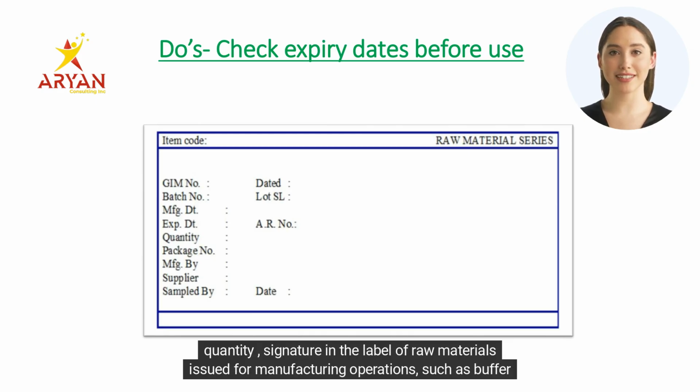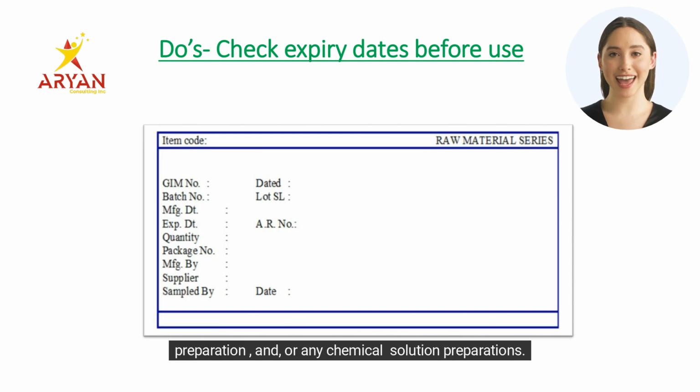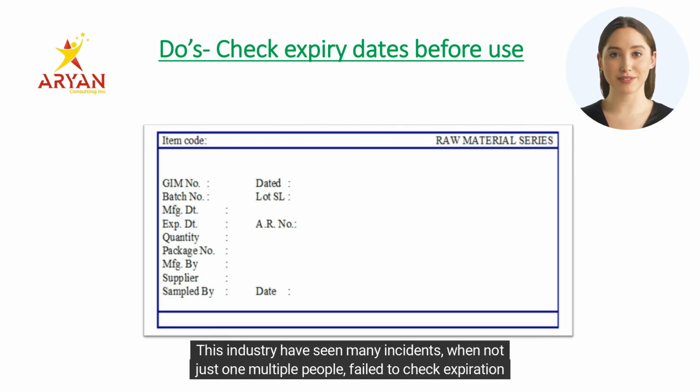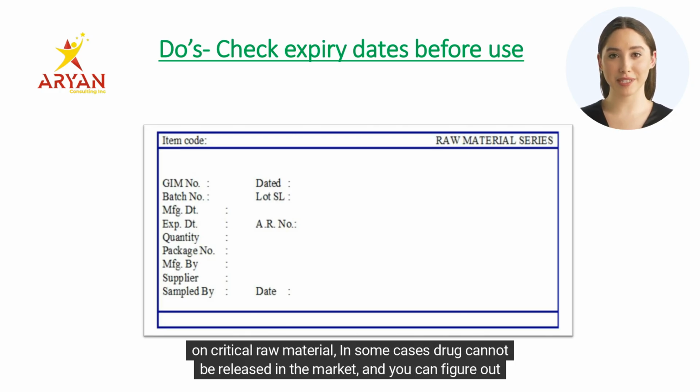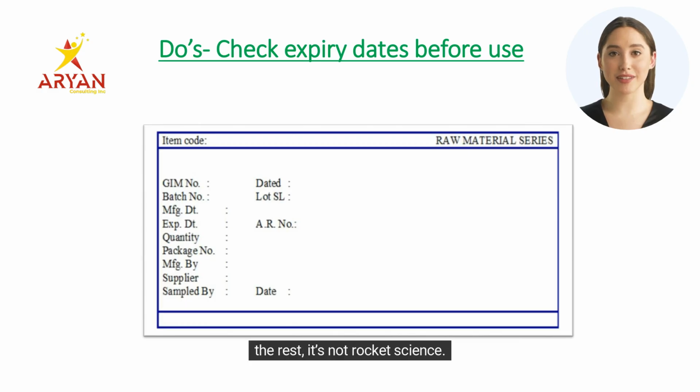Moreover, check quantity and signature on the label of raw materials issued for manufacturing operations, such as buffer preparation or any chemical solution preparations. This industry has seen many incidents when not just one, but multiple people failed to check expiration on critical raw material. In some cases, the drug cannot be released in the market, and you can figure out the rest. It's not rocket science.